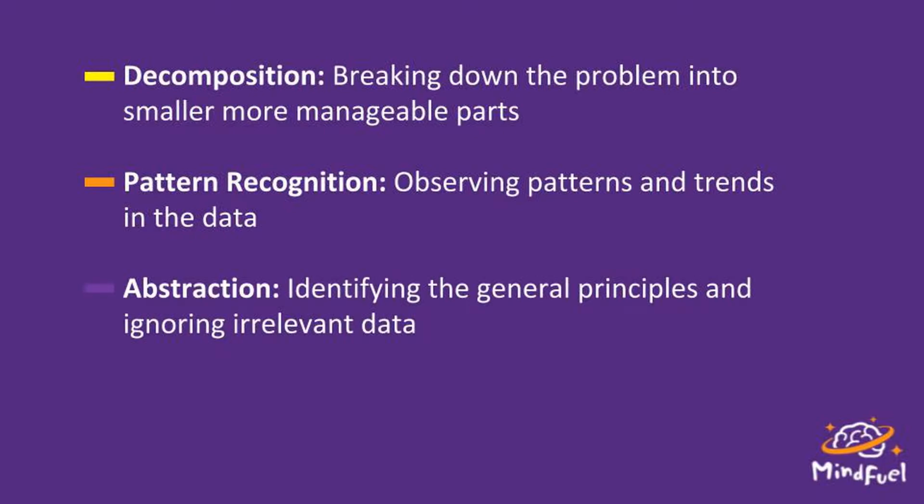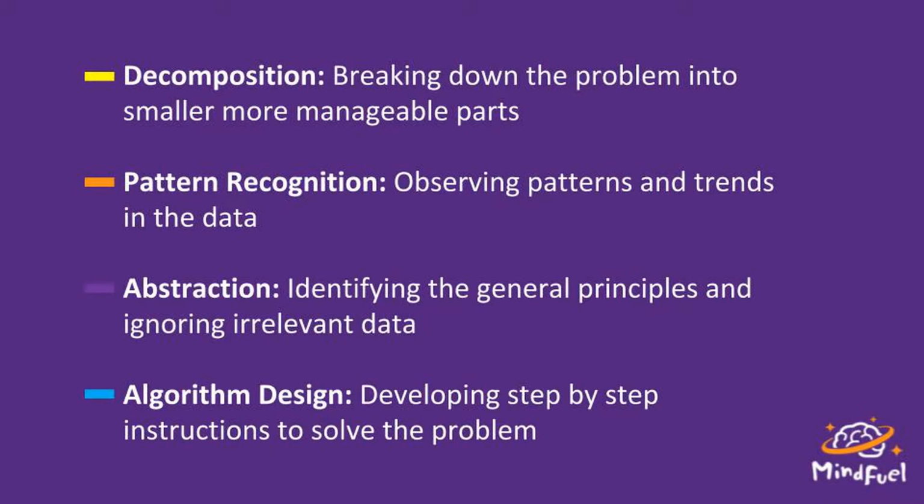Next is abstraction, and abstraction is essentially where you're focusing on the most important elements only of that problem and ignoring the rest. So what you're doing here is coming up with a general principle which will then allow you to model that and move on to the last stage, which is algorithm design. This is the last step and involves writing out the step-by-step instructions to model out the solution to that complex problem. And this is the stage that leads into writing a program.